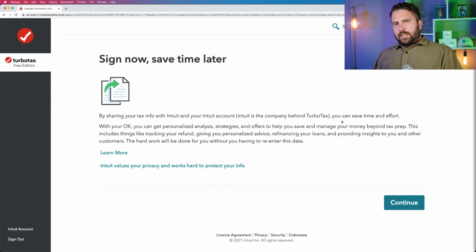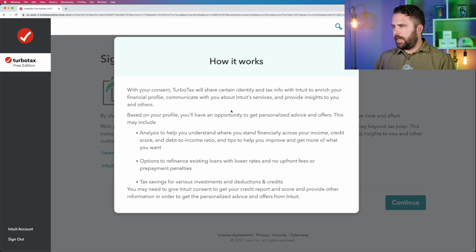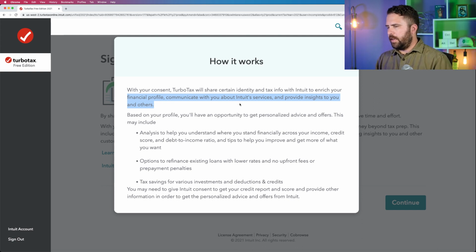So, I think this is a little bit sneaky because you do not need to sign this in order to file your tax returns with TurboTax. This is actually consent for Intuit, which is TurboTax's parent company, to share your information. With your consent, TurboTax will share certain identity and tax info with Intuit to enrich your financial profile, communicate with you about Intuit services, and provide insights to you and others. So check this out. If you sign this, you're basically saying, yes, TurboTax, all the information that I'm sharing with you in this tax return, give it to your parent company Intuit for them to be able to market products and services to me, right?